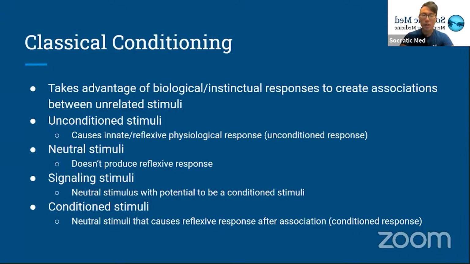But it can be a signaling stimulus. That's when a neutral stimulus has the potential to become a conditioned stimulus. It's something that normally wouldn't cause a specific behavior response, but because of classical conditioning, you can use it to create a conditioned stimulus. So a conditioned stimulus is a neutral stimulus that causes a reflexive or physiological response after association, and that leads to a conditioned response to it.